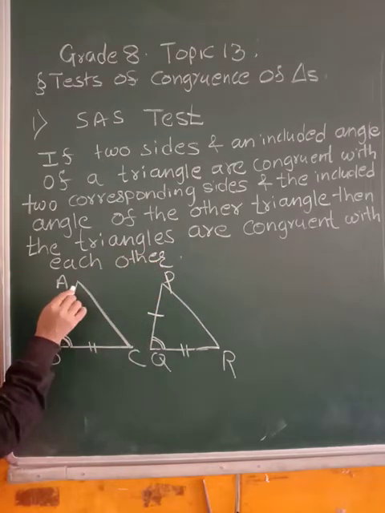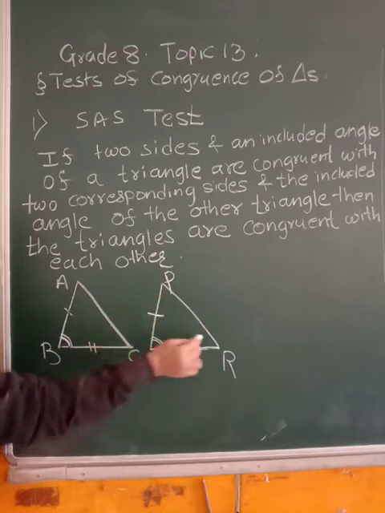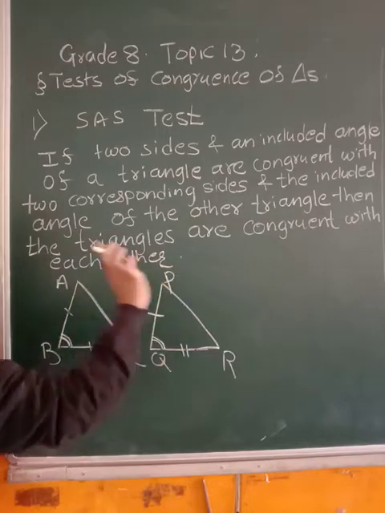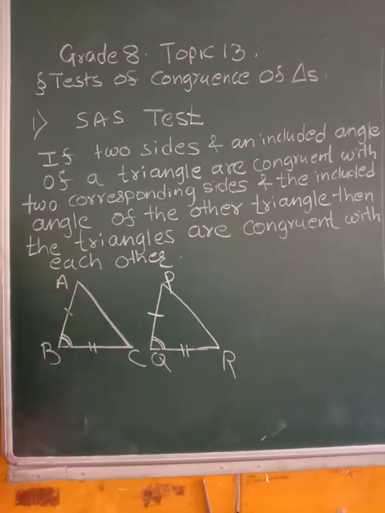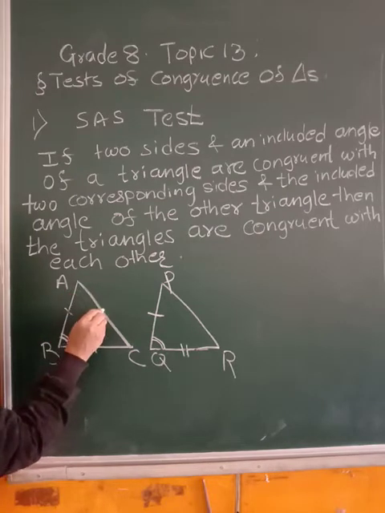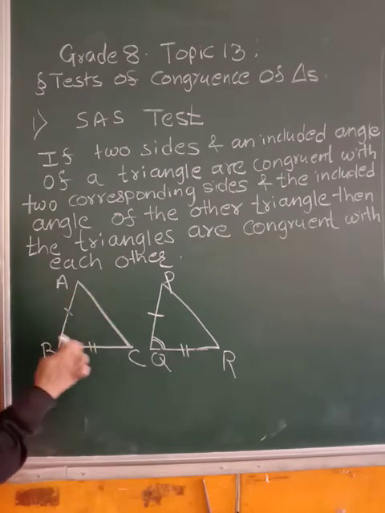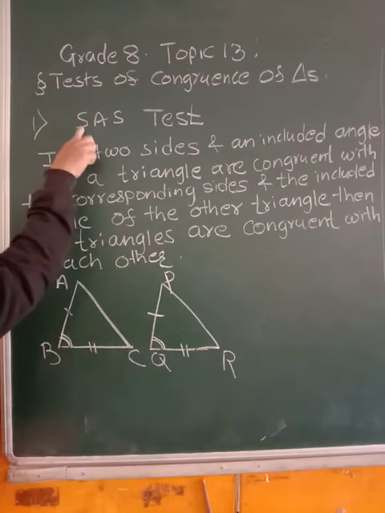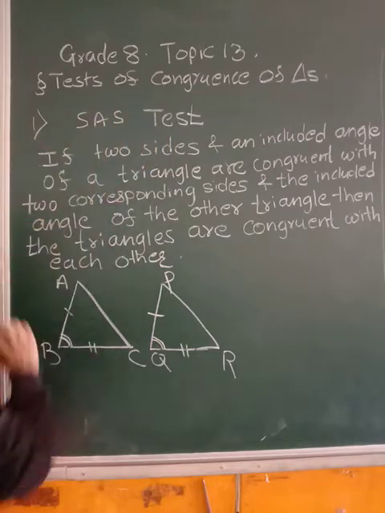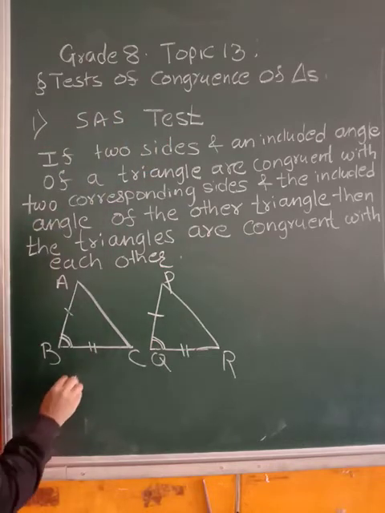So I need not know that angle A is equal to P, C is equal to R, this side is equal to this side. I need not know the remaining three elements. These are the remaining three elements which are not known. Only these three are known. Then also I can say that yes, these two triangles are congruent. And which is that test? SAS test.